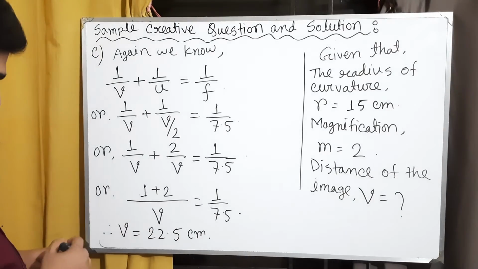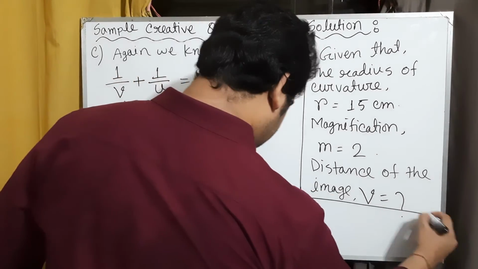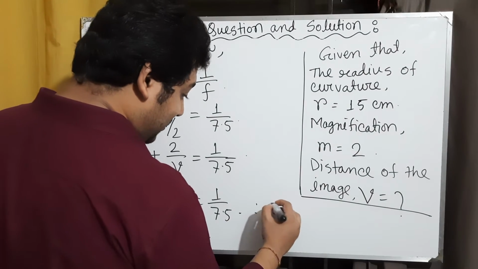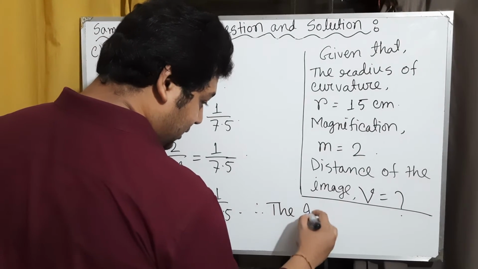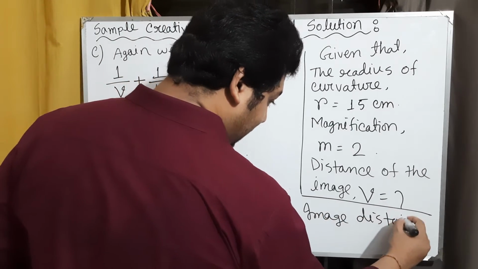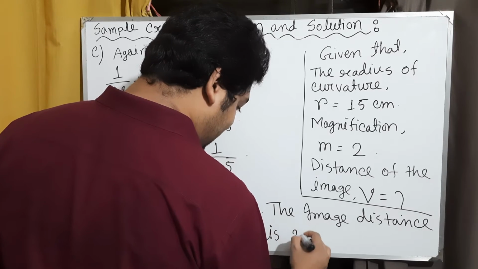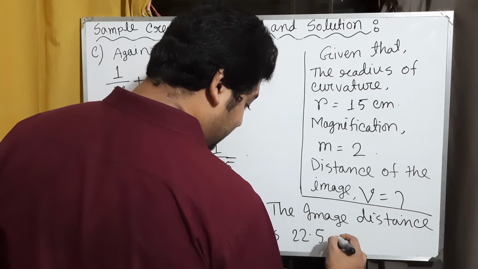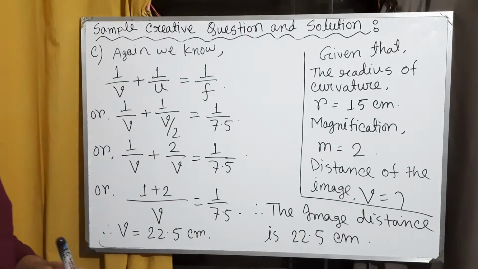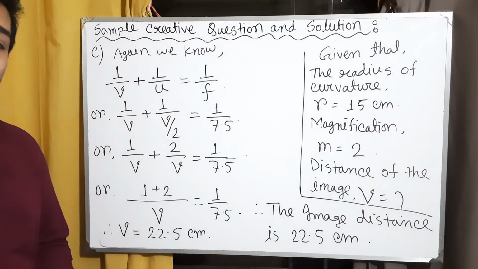Therefore we can write the image distance is 22.5 centimeters. Okay, so this is the solution for question number C.